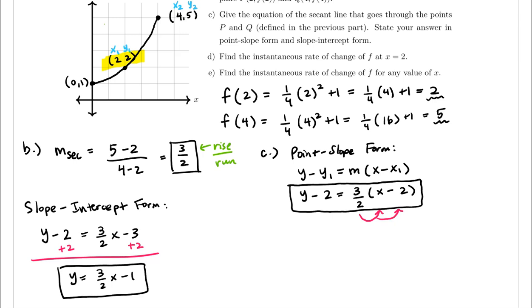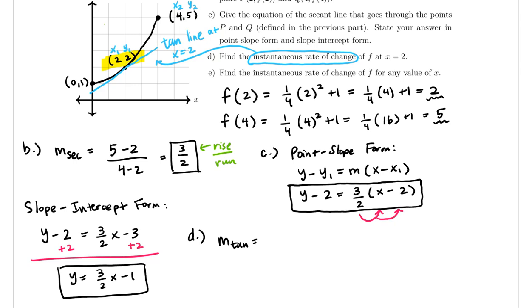Part D says find the instantaneous rate of change of f at x equals 2. So now what I want to do is draw my tangent line here, and our goal is to find the slope of the tangent line, because remember, the instantaneous rate of change is the same thing, or we can find it by finding the slope of the tangent line. So here's our tangent line here at x equals 2, and by finding the slope of our tangent line, we would find the instantaneous rate of change. Now on the previous page, we came up with 2 definitions to find that.